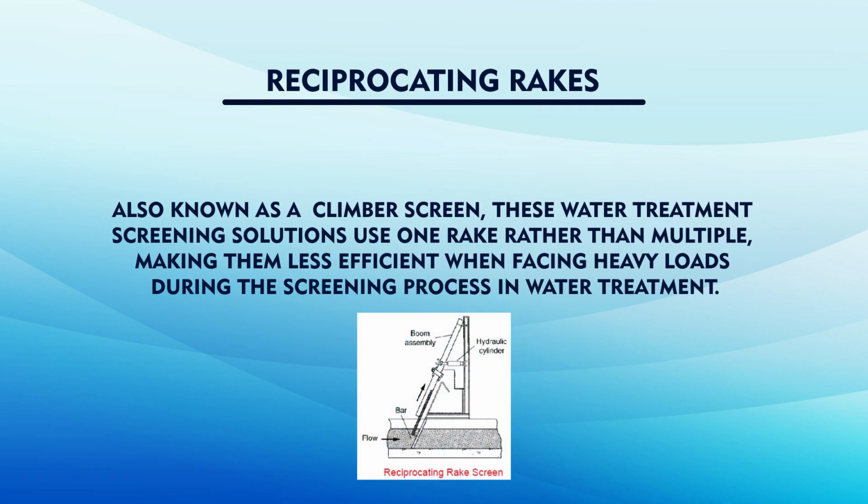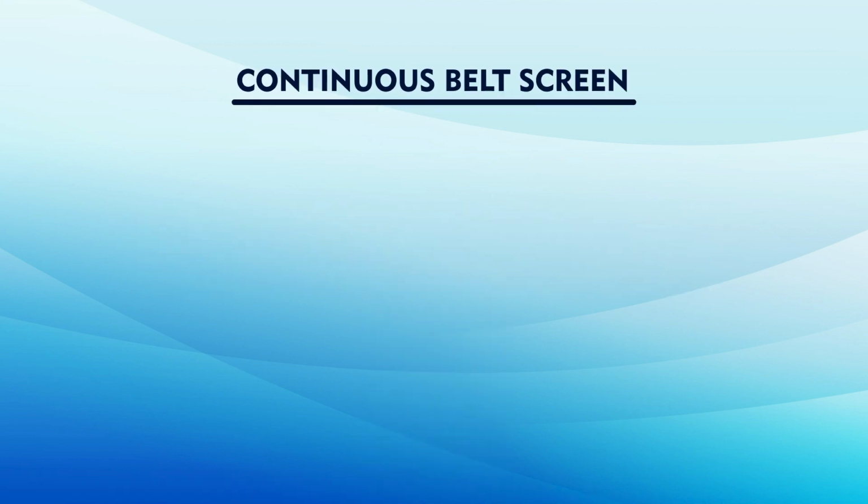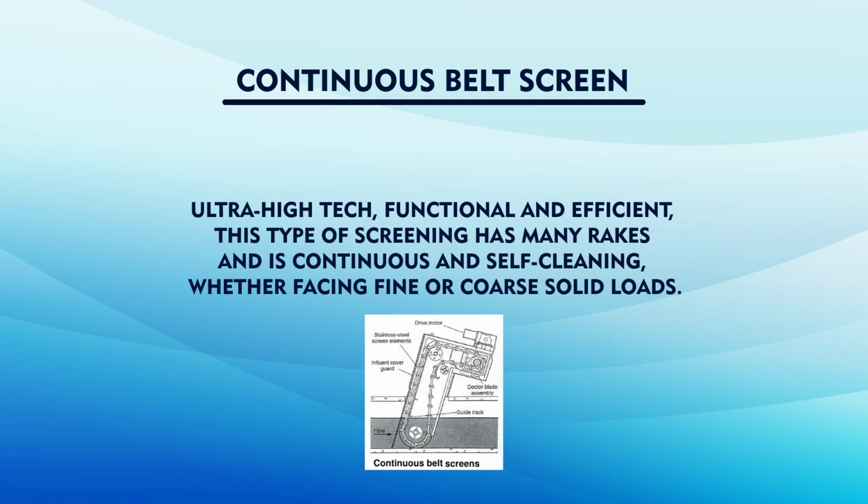Reciprocating racks, also known as climber screens. These water treatment screening solutions use one rack rather than multiple, making them less efficient when facing heavy loads during the screening process in water treatment. Continuous belt screens. Ultra high tech, functional, and efficient. This type of screening has many racks and is continuous and self-cleaning, whether facing fine or coarse solid loads.